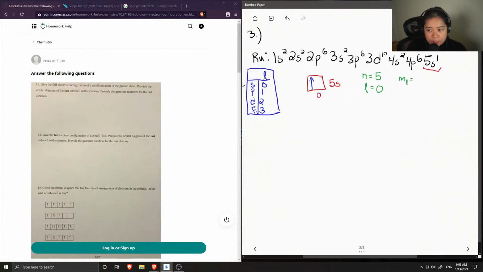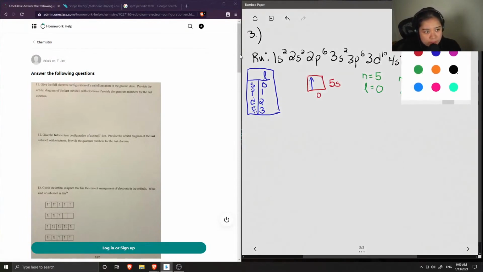And because our L value is 0, our ML value can only be 0 as well. And for the magnetic spin number, since the electron is spinning upwards, we're going to write +½. If it was spinning down, then it would be negative half. Okay, so this is 3A.